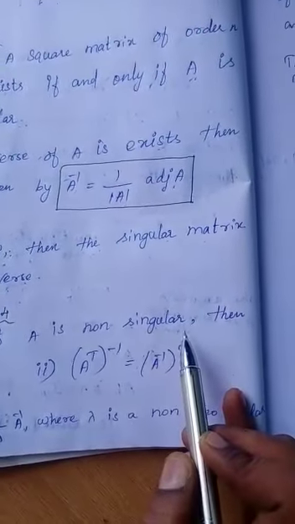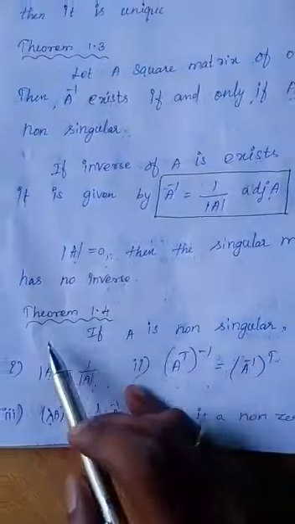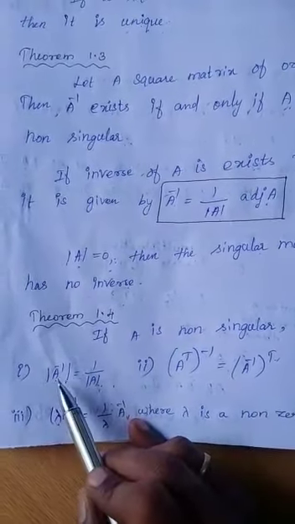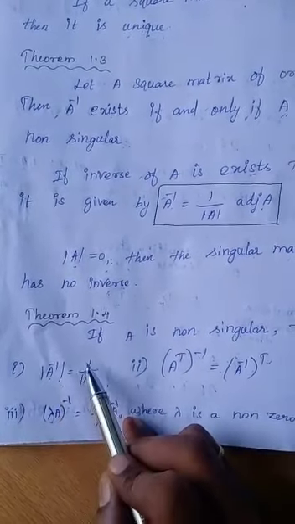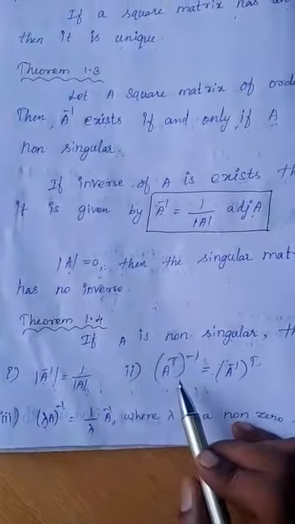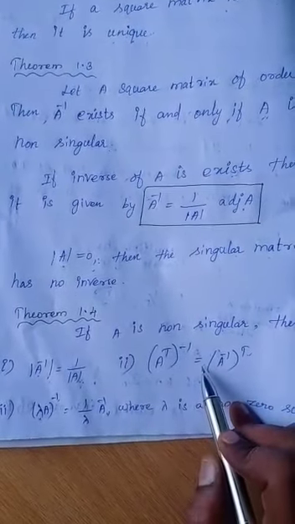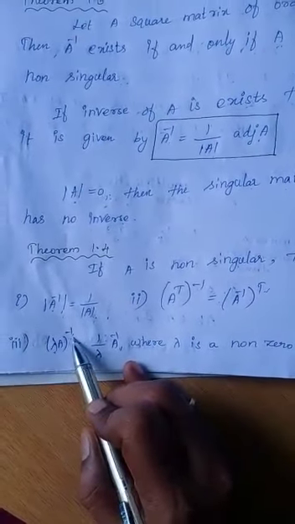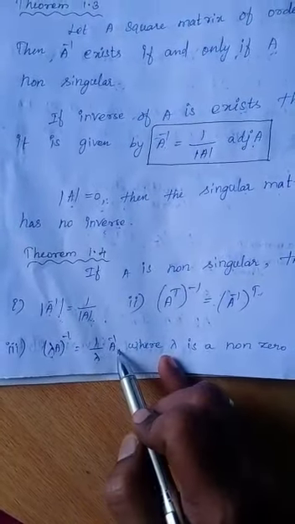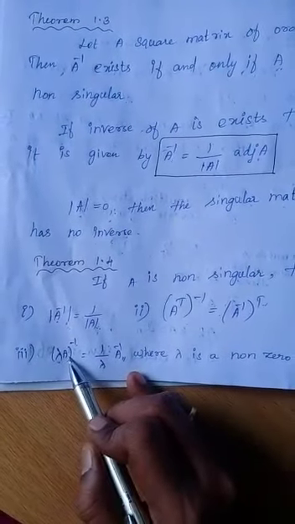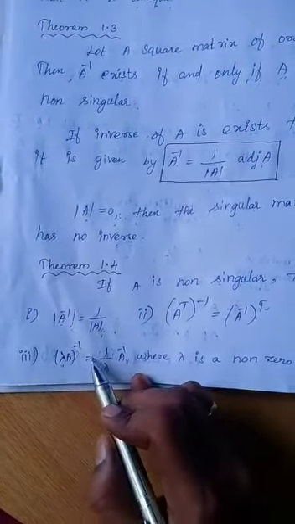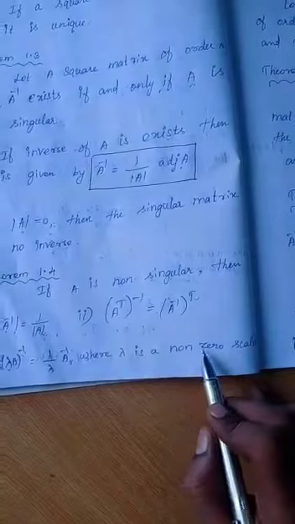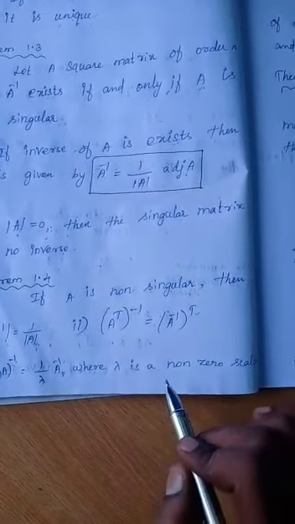If A is non-singular, then the determinant of A inverse equals 1 by determinant of A. So the determinant of A inverse is nothing but 1 by the determinant of A. The second one is, A transpose the whole inverse is equal to A inverse the whole transpose. And the third one is, lambda A the whole inverse is equal to 1 by lambda into A inverse. So for a scalar multiple of a matrix, taking the inverse gives 1 by lambda into A inverse, where lambda is a non-zero scalar. Non-zero scalar means the lambda value is not equal to 0.